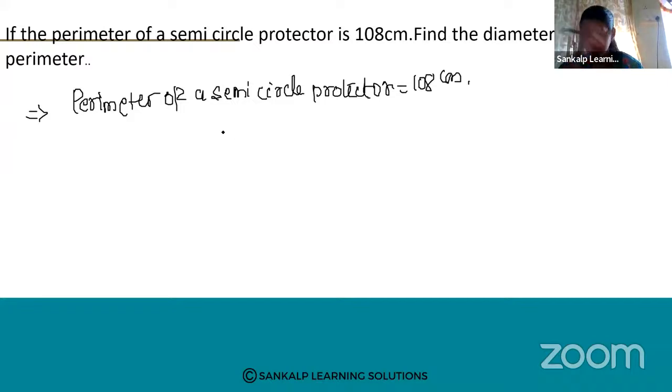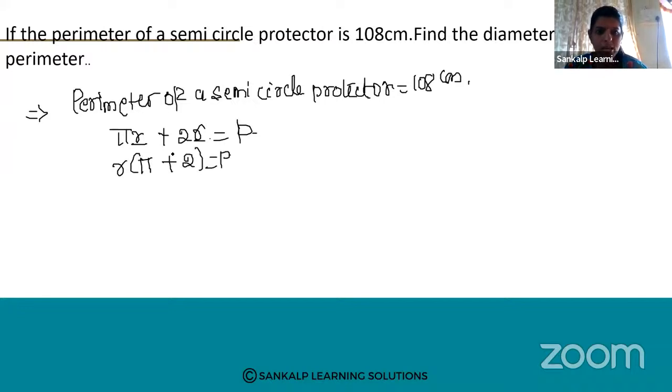Okay, next. We know the formula that just now only I told, 2 pi r divided by 2, the 2 gets cancelled. So pi r plus 2r is equal to P, that is the perimeter of a semicircle protector. Here r is there, here also r is there, so I will take r common. Next, what remains in the bracket? Pi plus 2 is equal to P. Next, r into pi value is 22 divided by 7.